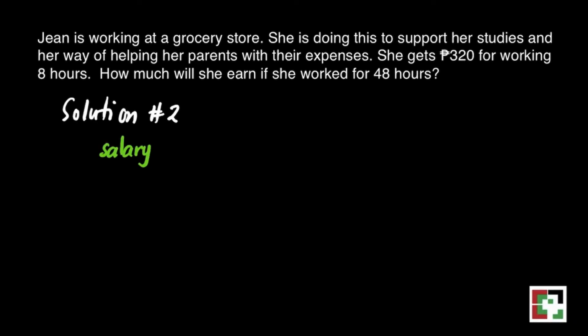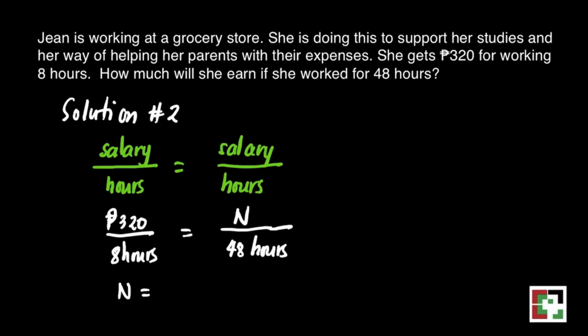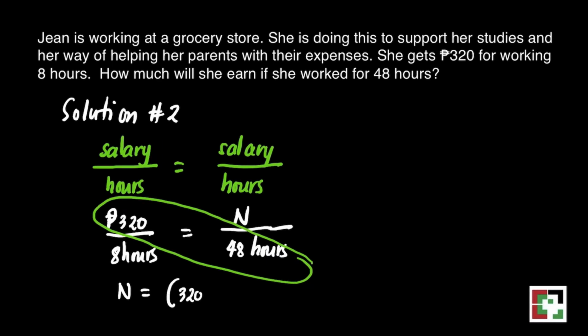I also suggest this solution number 2. We can do it in fraction form. We'll have salary is to number of hours equals salary is to the number of hours. 320 is to 8 hours equals n is to 48 hours. We can solve for n by doing cross multiplication. 320 times 48, then divided by 8 to get the value of n.